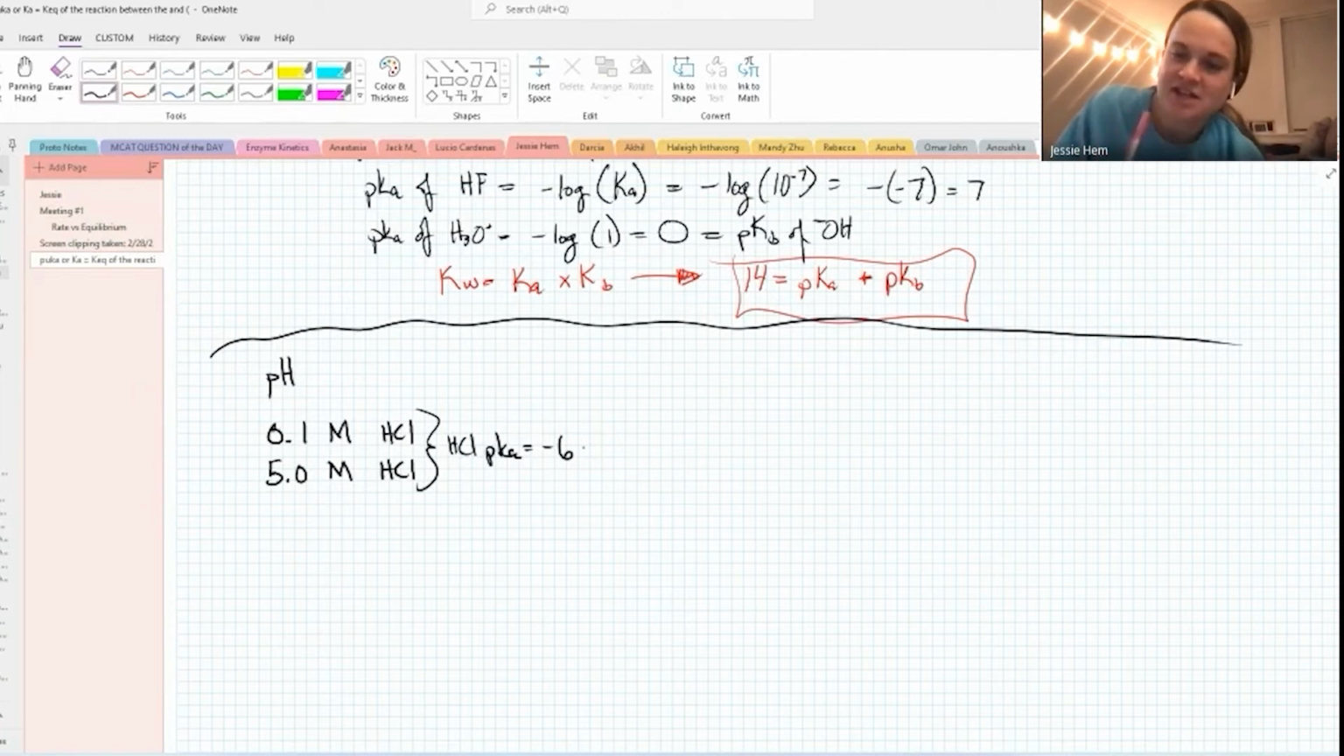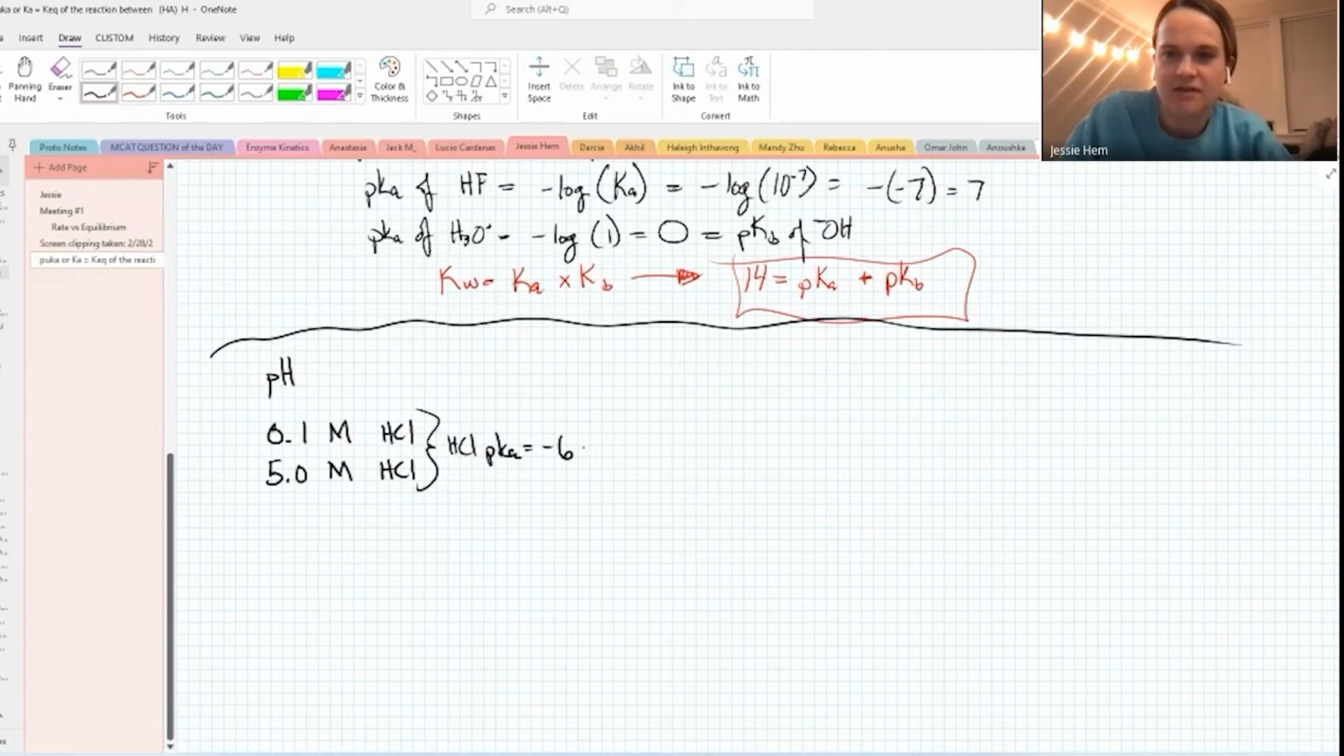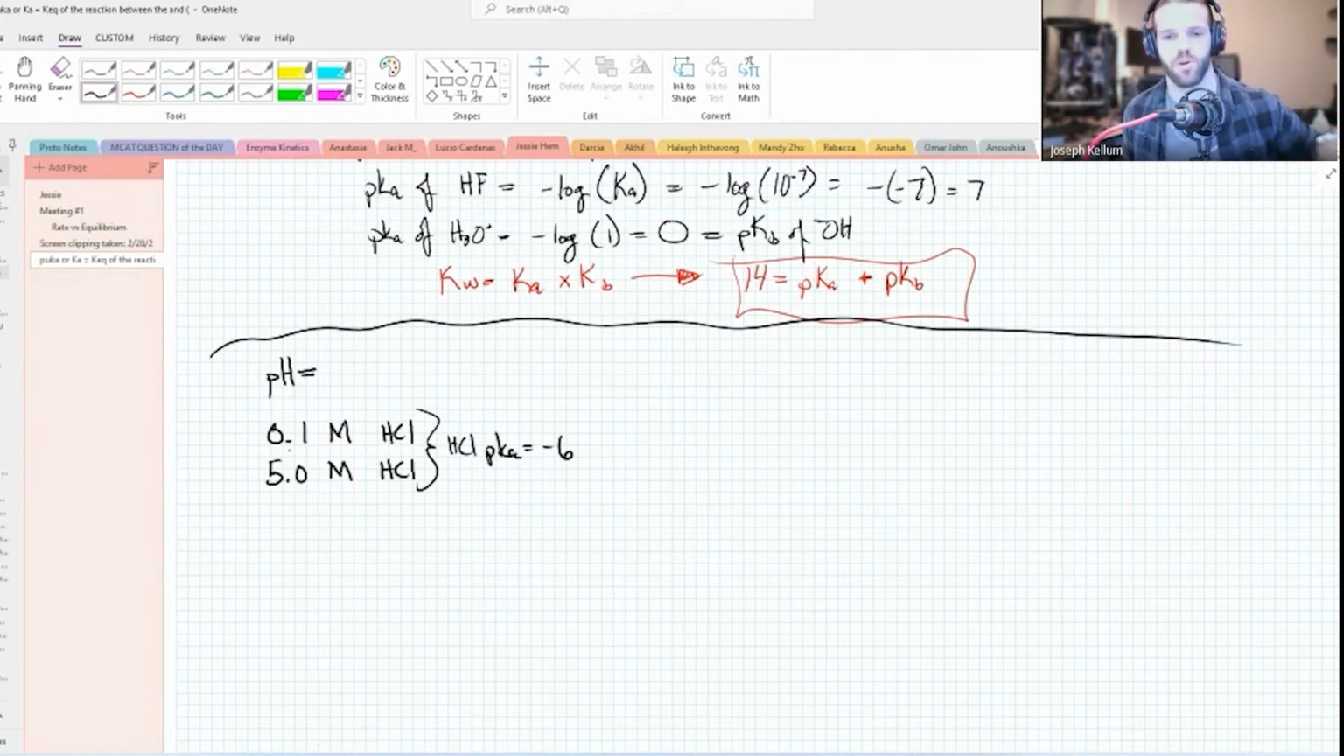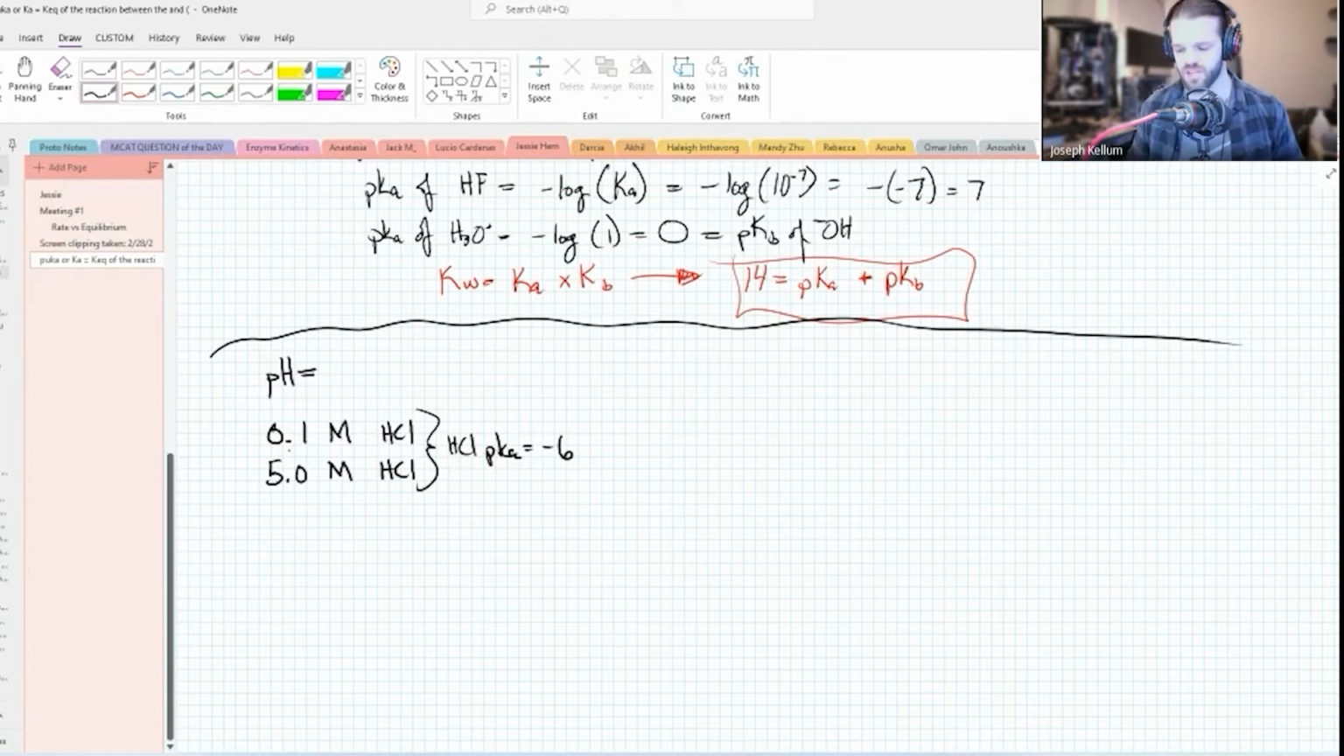So pH is effectively the acidity or basicity of a solution, whereas pKa is the acidity of a compound. Yeah, pKa is telling you how easy it is for that acid to give up its proton. And pH is telling you what the concentration of hydronium in the solution is. That's specifically what pH is. pH is the negative log of the hydronium ion concentration. That's the actual definition.